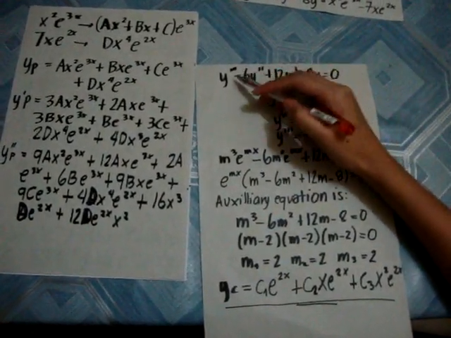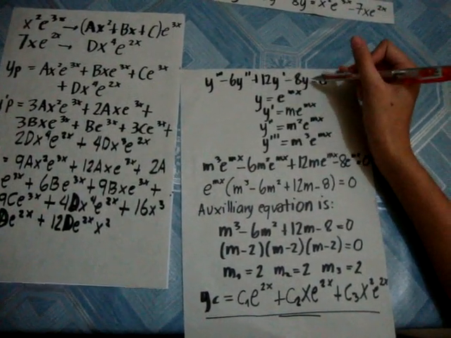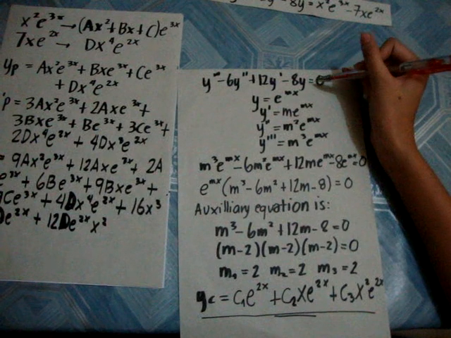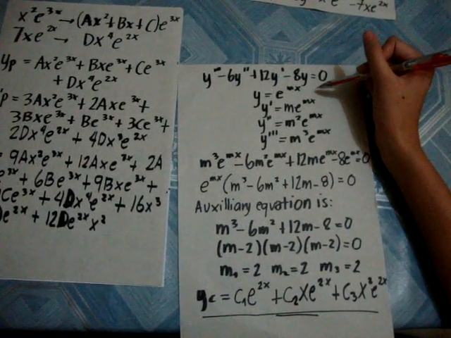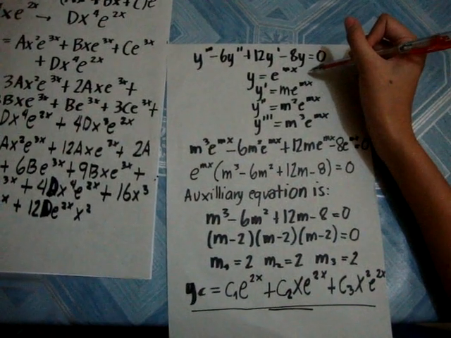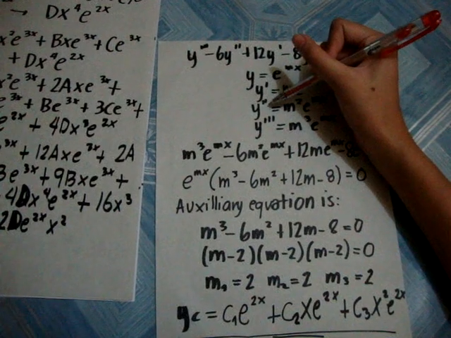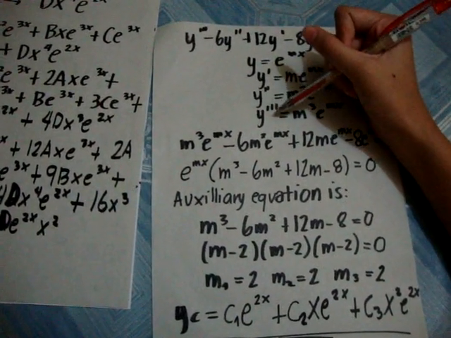The equation is y triple prime minus 6y double prime plus 12y prime minus 8y is equal to 0. We try to find the solution of the form y is equal to e raised to mx. We are going to solve its first derivative, second derivative, and third derivative.